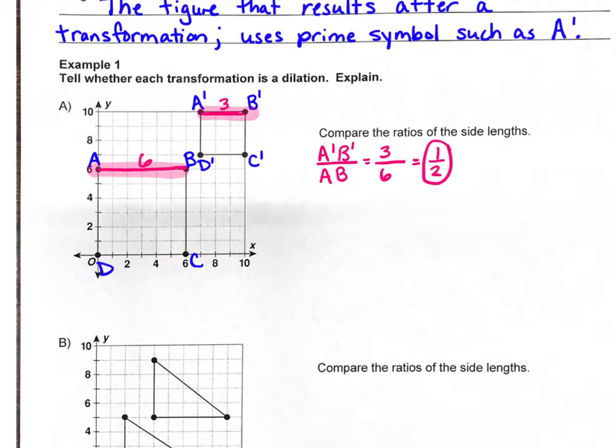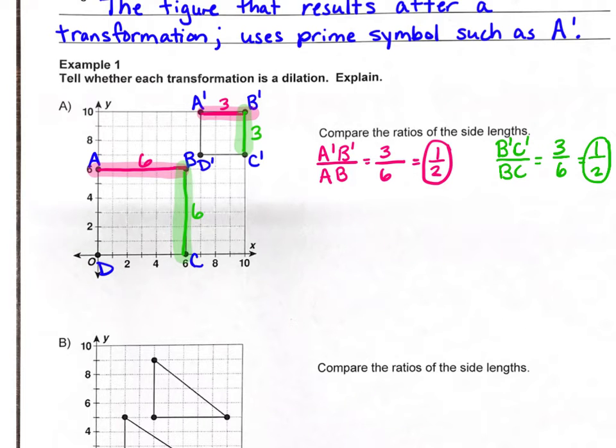Then I could just go through and do the same with the other sides. So let's see, we have B prime, C prime, and BC. So I'm going to compare those. I'm going to take B prime, C prime, and BC. B prime, C prime was 3 units tall, and BC is 6 units tall. So I have a scale factor of 3/6, which reduces to 1/2. So since those two sides came out to the same scale factor, it's going to be a dilation.